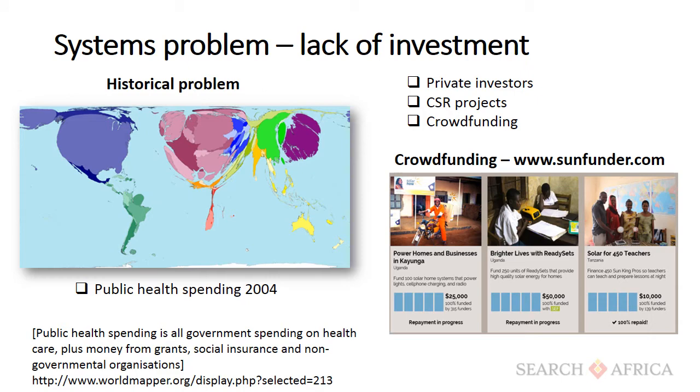Well, unfortunately, the problem has some historic precedents. As this map shows, public health spending in Africa is simply not adequate. Equally, if you look at other forms of financing like private investments and CSR projects, the picture doesn't look much different. But I particularly want to mention crowdfunding. This is an ever-increasingly popular way of financing projects. One organization, Sunfunder, has as their focus the financing of small and medium scale solar projects in Africa.